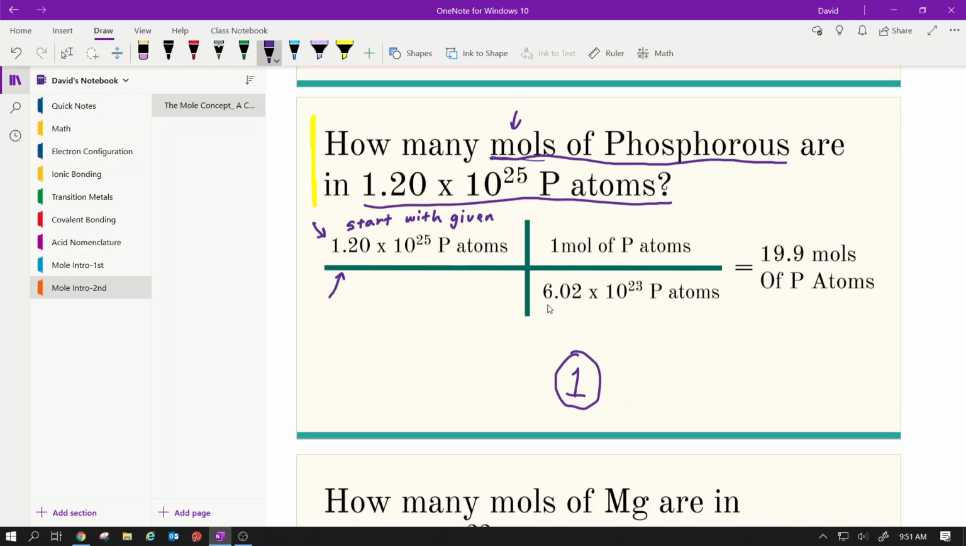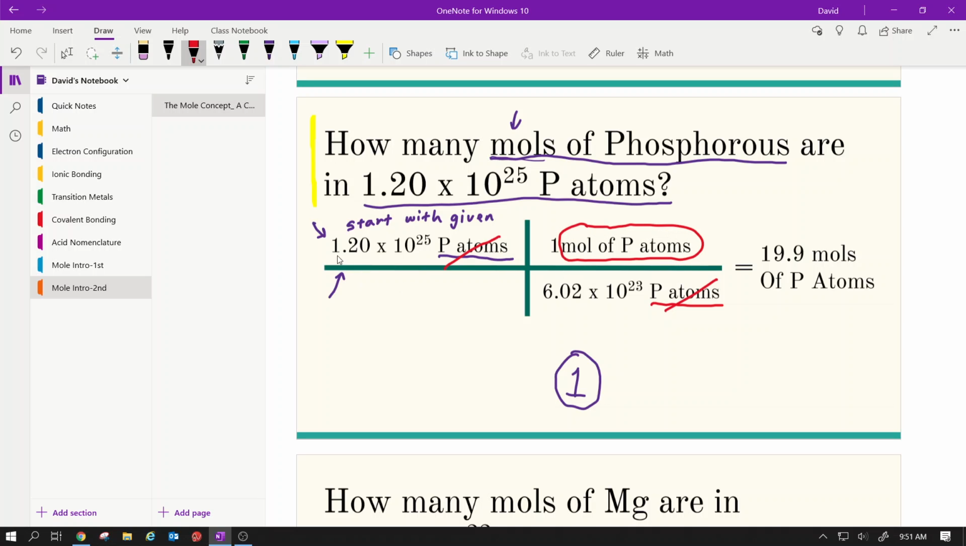Yeah? So in this case, I have phosphorus atoms. Take a look and watch the magic here. I have phosphorus atoms, and so I'm going to put this number that also has phosphorus atoms in the denominator, in the bottom, so that when we do the math, these units will reduce away. And I'll be left with this unit. Okay?